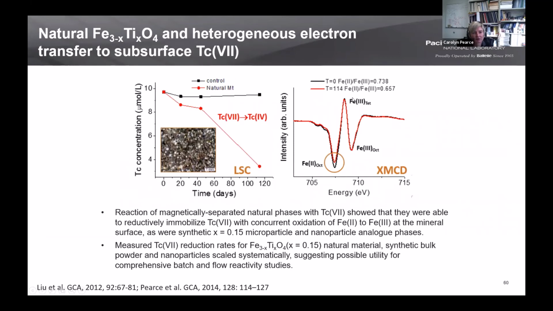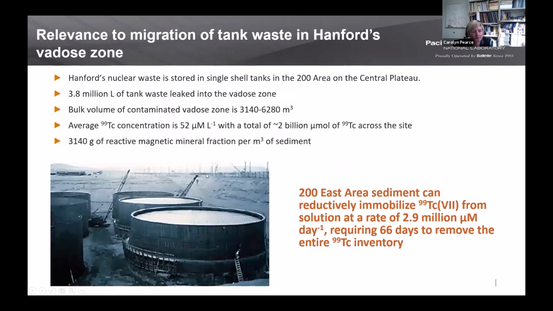Once we'd demonstrated it with our nanomaterials at shorter timescales, we could go ahead and just make sure that we were getting some reactivity with the natural material that we isolated from the site, and we were actually able to measure technetium reduction and correlate that with oxidation of iron 2+ in the structure.